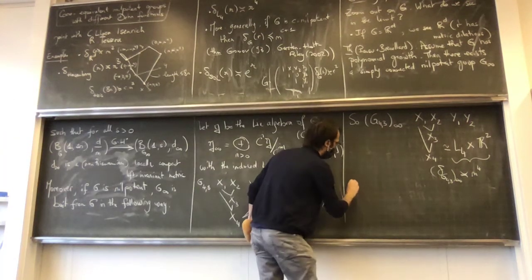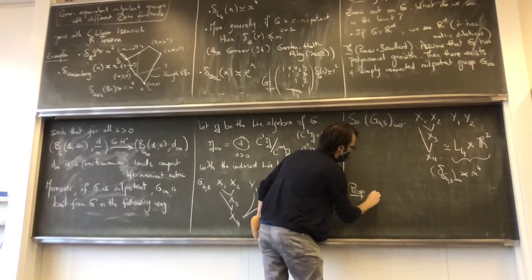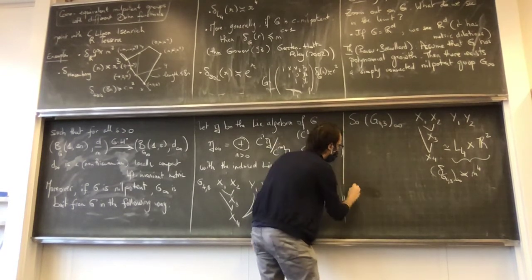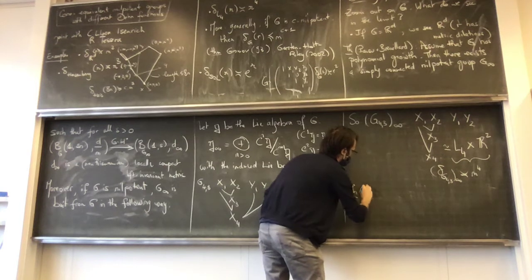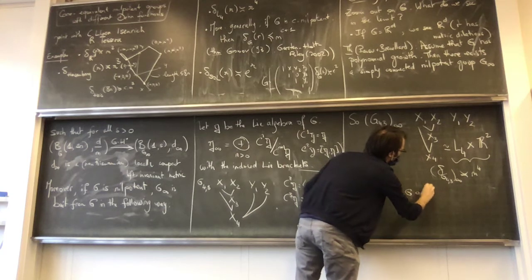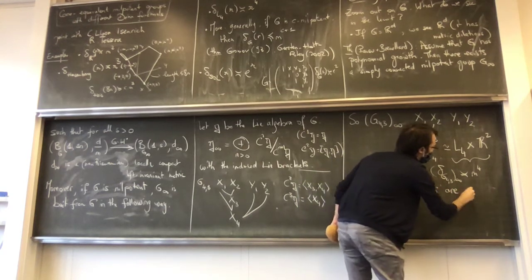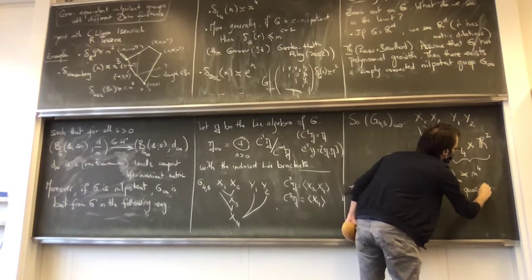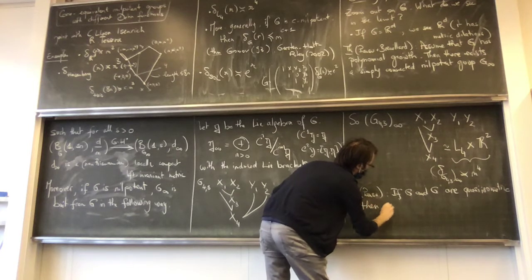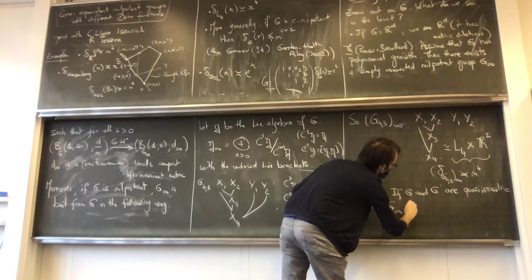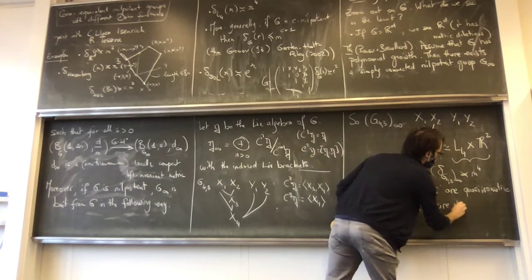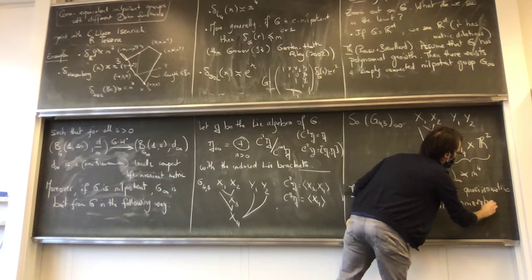Excuse me, I want to state another theorem which is due to Pansu and which is important: if G and G prime are quasi-isometric, then G infinity and G prime infinity are isomorphic. This looks very strong.